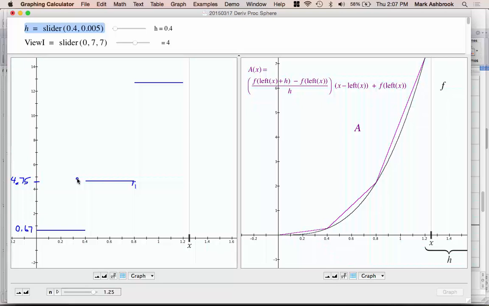Third interval. Anyone get a value for the third interval? Yes, sir. 12.73. So you're using the function to get the y values, and then you're computing change in y over change in x for each interval. Does it make sense? Who said no?